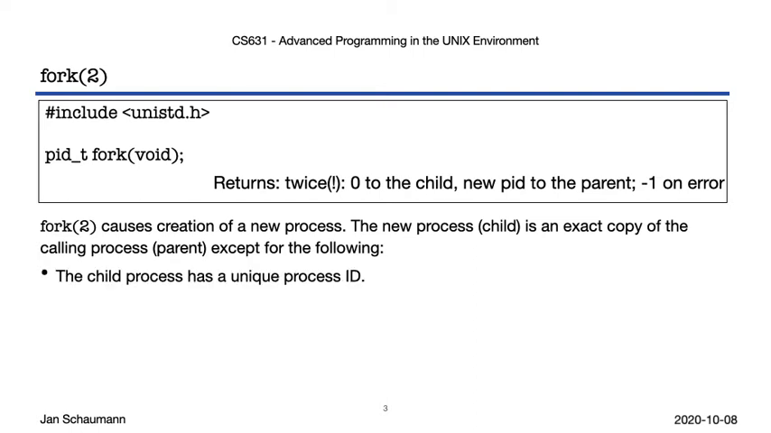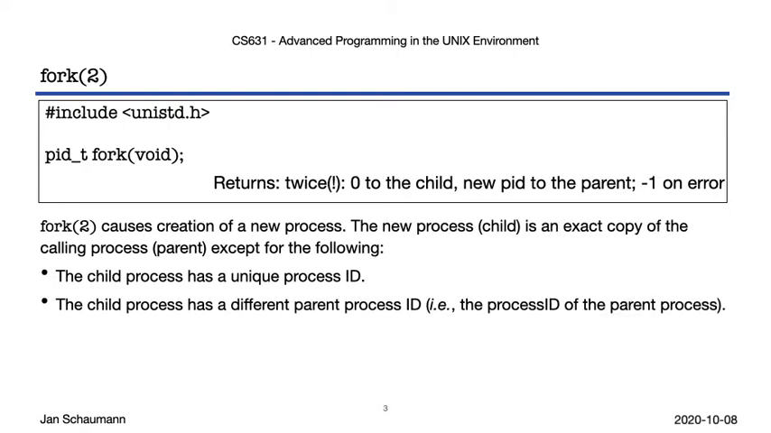The child process has a unique ID. This should be reasonably obvious, as we established in our last video that a process ID identifies a single process uniquely and thus cannot be shared. Likewise, and equally logical, the child process has its parent process ID, the PID of the process that called fork. Makes sense.